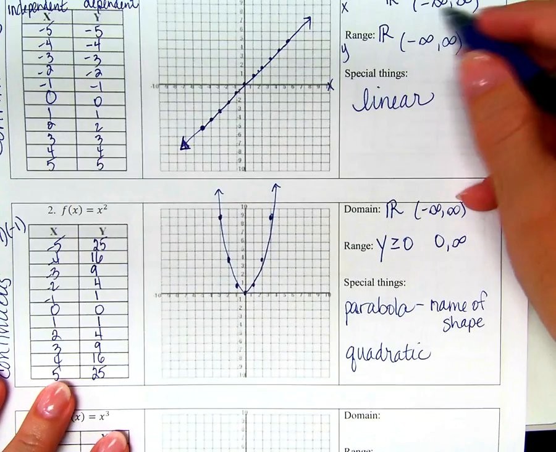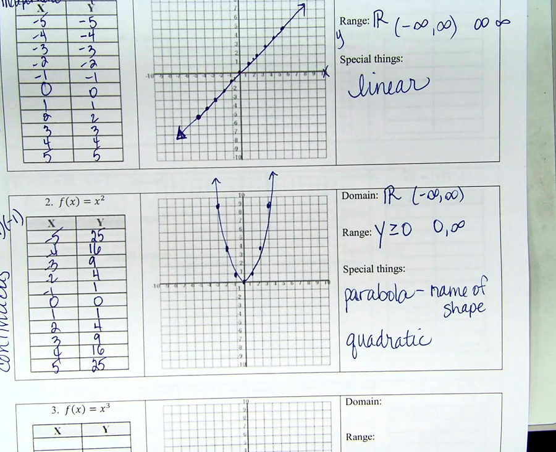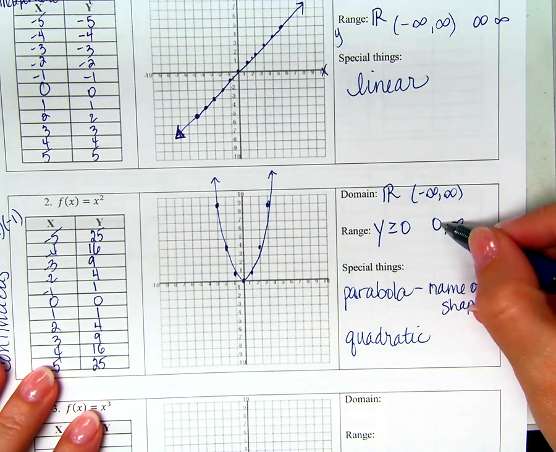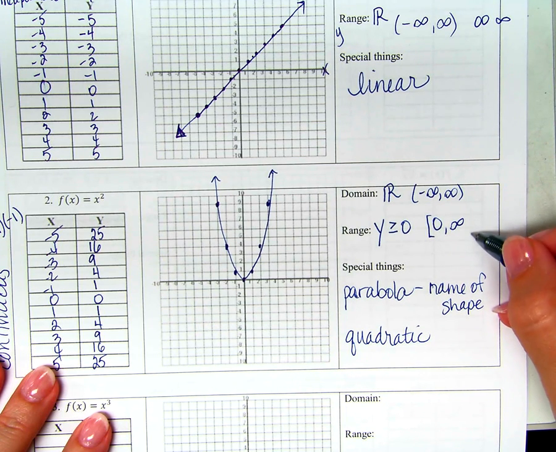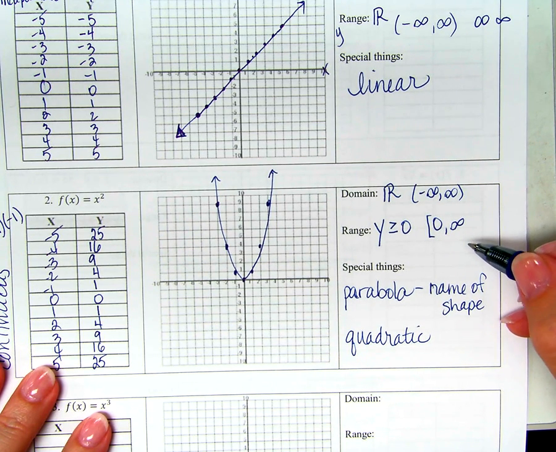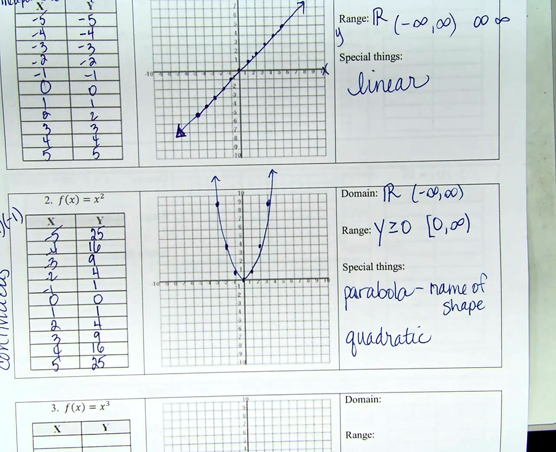I've used parentheses on all of these so far, haven't I? Why? What's my other option? A bracket. What does a bracket mean? That means that number is included, right? Is 0 included? So shouldn't I have a bracket here? Why can I not have a bracket here? Do you know where the end of infinity is? Neither do I. We have to use a parenthesis on our infinities because we don't know where the end is. Okay? Any questions so far?